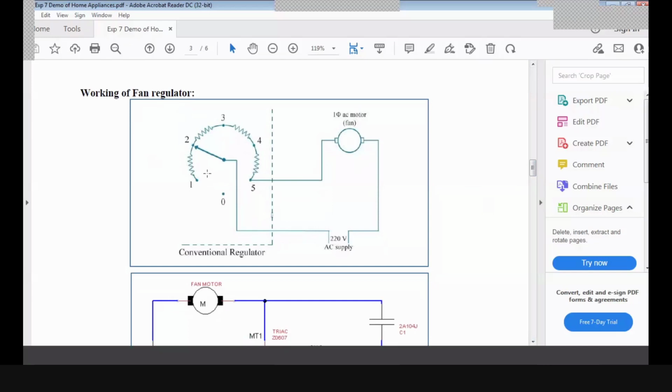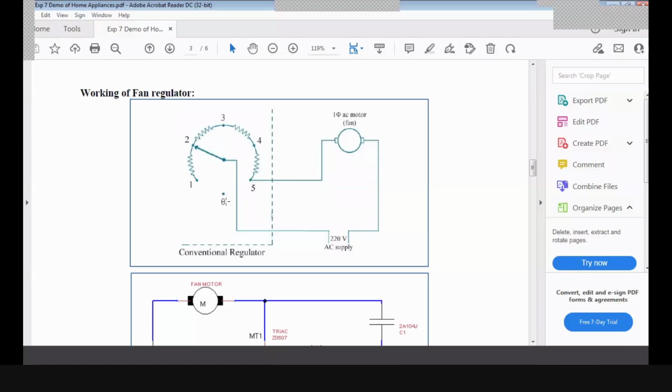When you are rotating this knob of the regulator, suppose on speed 1, speed 2, speed 3, speed 4, speed 5, that means if you are going from 1 to 5, you are increasing the speed, right? And if you are going from 5 to 1, you are decreasing the speed. Okay, and at 0 it will be off, right?